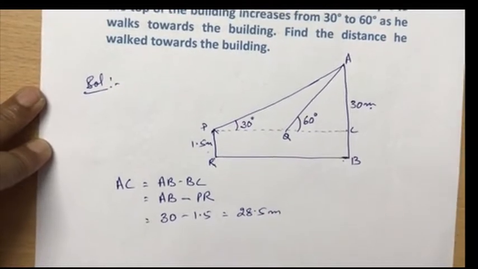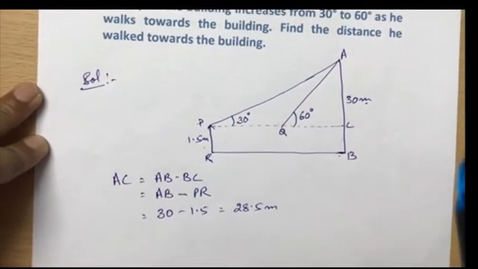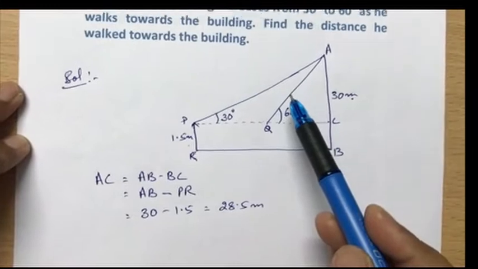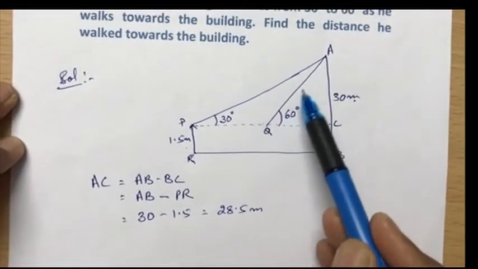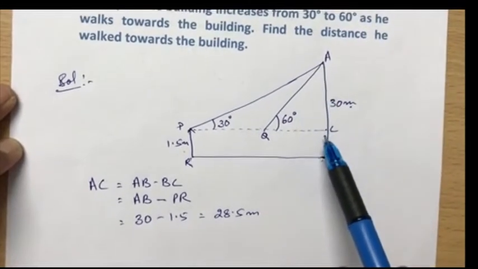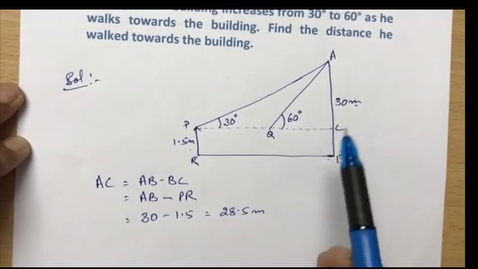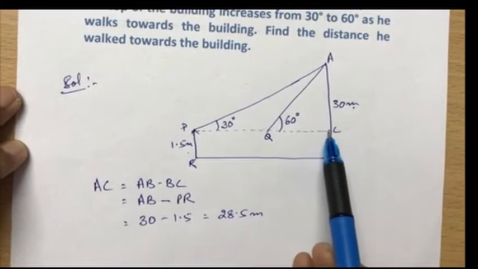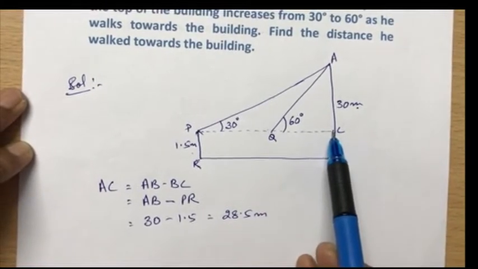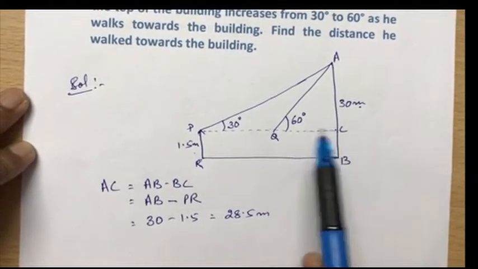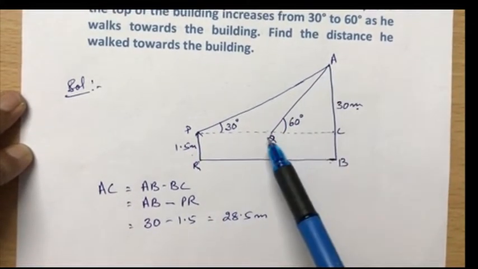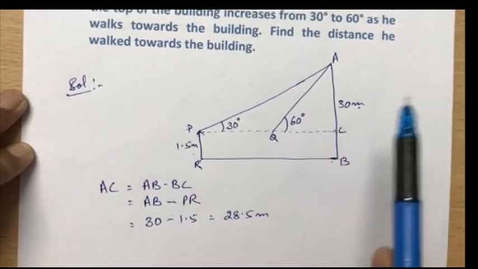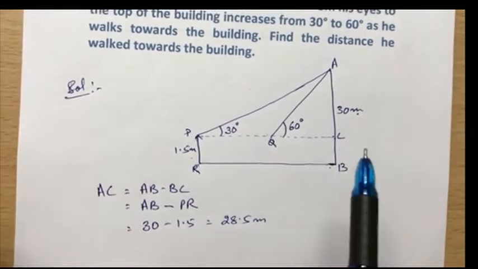28.5 meter. Clear? Now let us go to this triangle ACQ. In this triangle, what we want now is, if I get QC, then it will be helpful for me to find out PQ. We don't need this AQ.